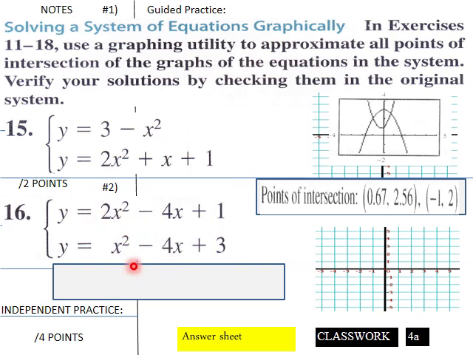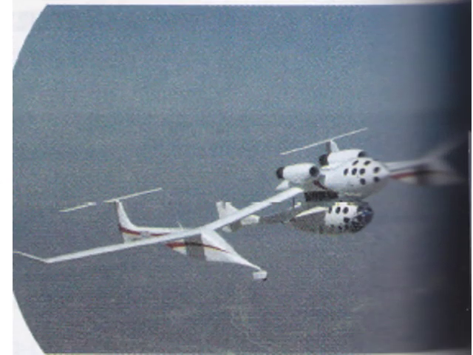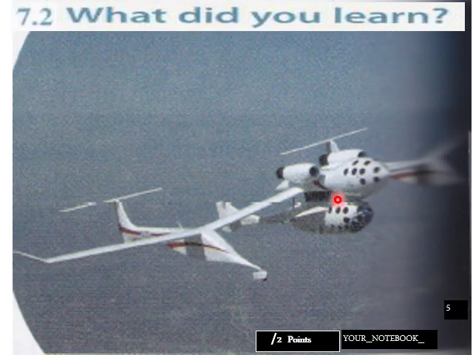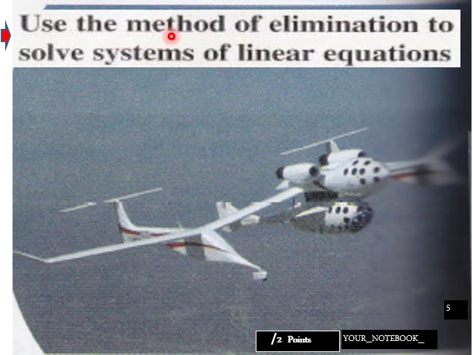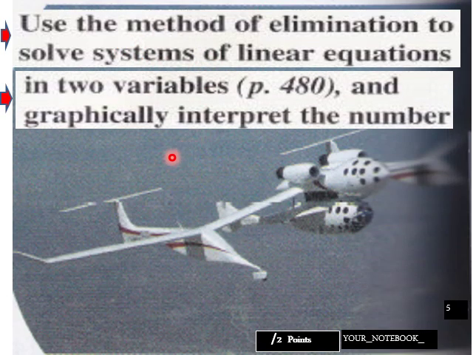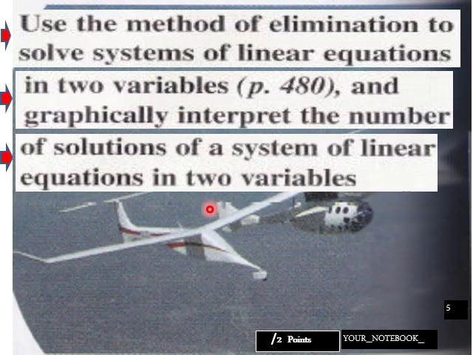And then down here, you have two quadratics. Okay, so getting into our next section here, 7.2. What did you learn in 7.2? Use the method of elimination to solve systems of linear equations in two variables, and graphically interpret the number of solutions of a system of linear equations in two variables.